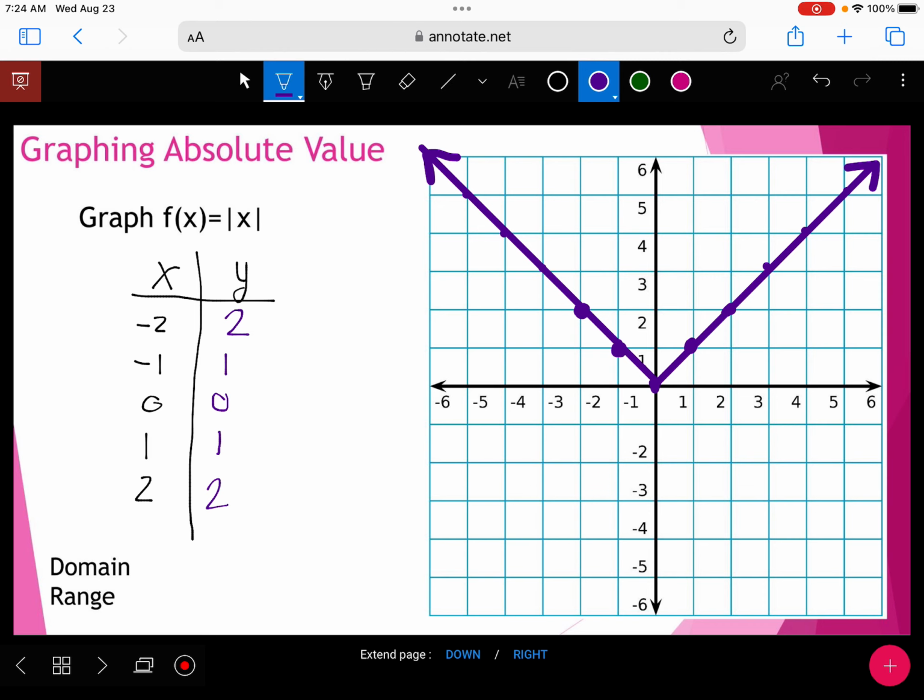Questions on how we got any of those pieces? Okay.